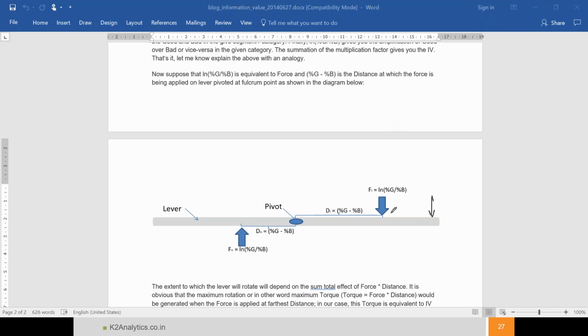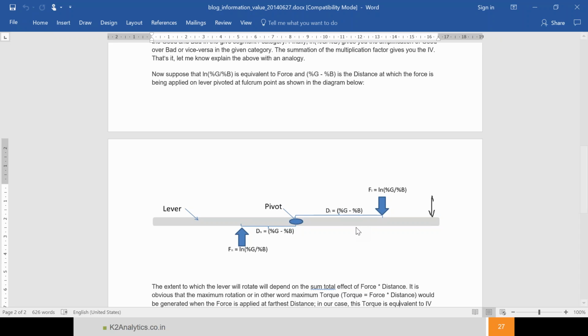So that is a function of distance and force. And we know that the lever action will get better leverage when the force is applied from the highest distance. Agreed? Can I assume, for the time being, that this percentage good minus percentage bad that I'm computing is the distance?